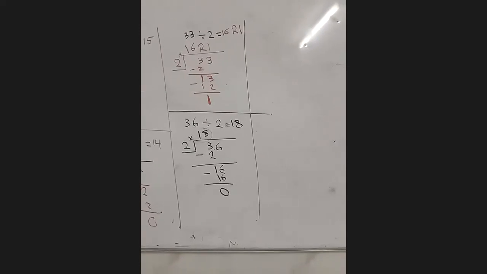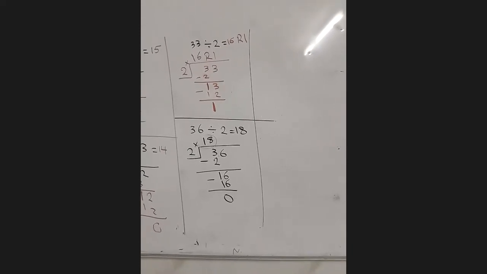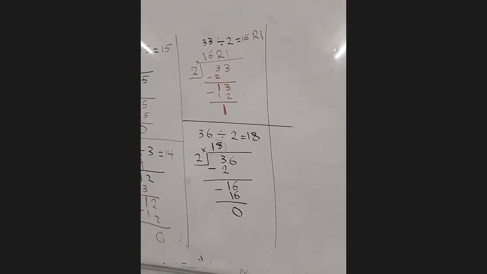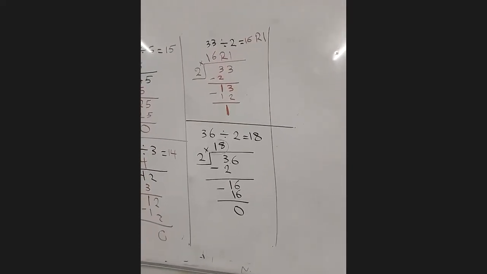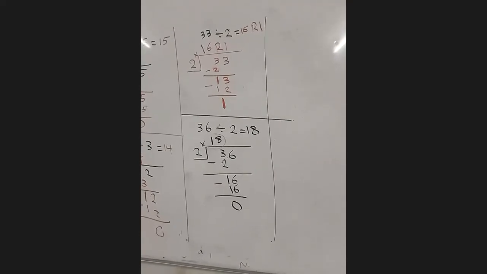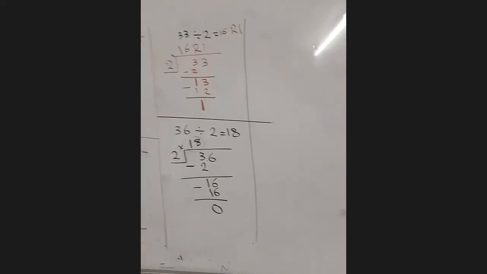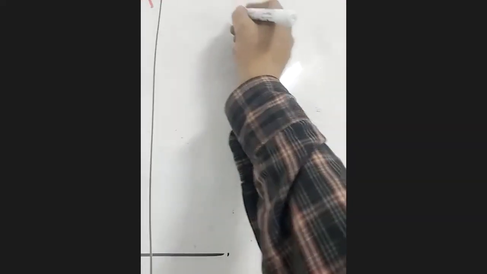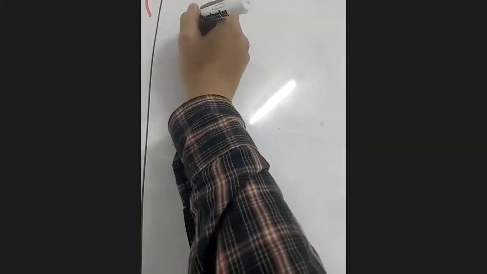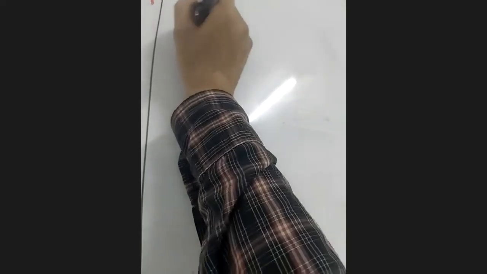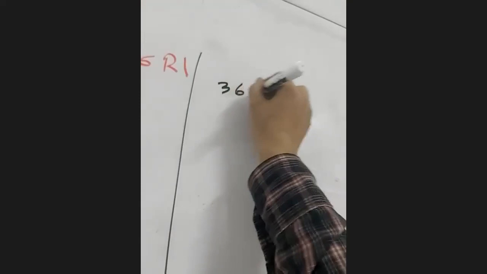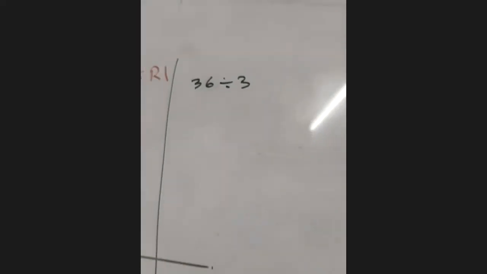If the dividend, the last number is 3 and the divisor is 3, what will we do? Give me an example here, like 36 divided by 3, like this. Yes, let's do it together.